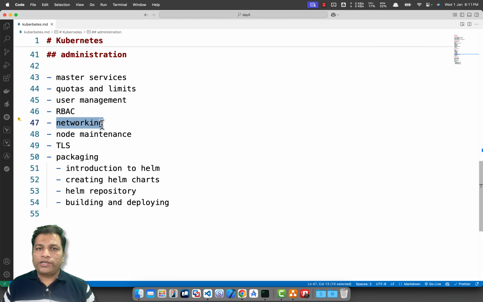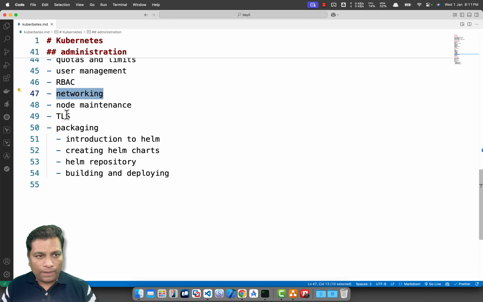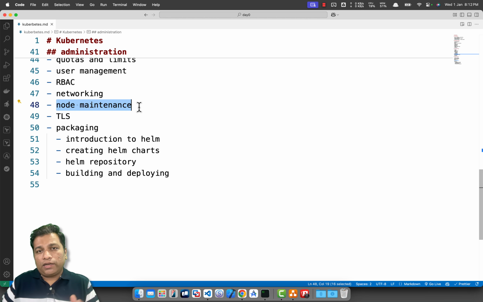We'll understand how the networking works in Kubernetes, what you mean by kube-proxy, and how it will help us to communicate from one pod to another pod, or to communicate with a service and pod, or how to make the application exposed to the outside world. Then we'll go for node maintenance. Many a time as an administrator, I need to update the nodes, or you can say the machines, operating system, or Kubernetes cluster version. This is called node maintenance. How do I do it without affecting the uptime of my application?